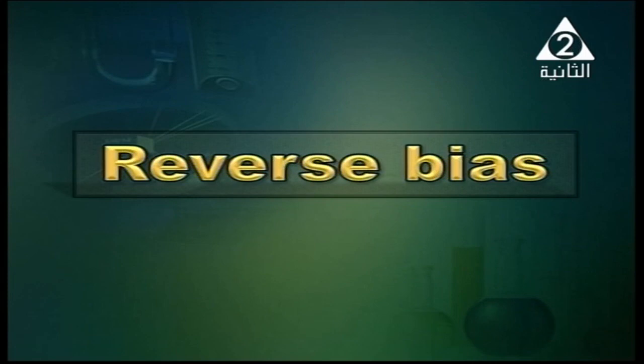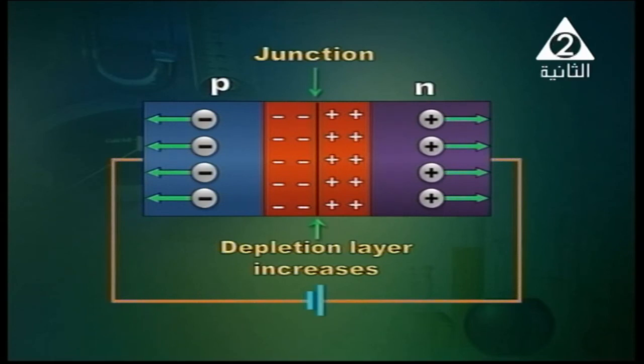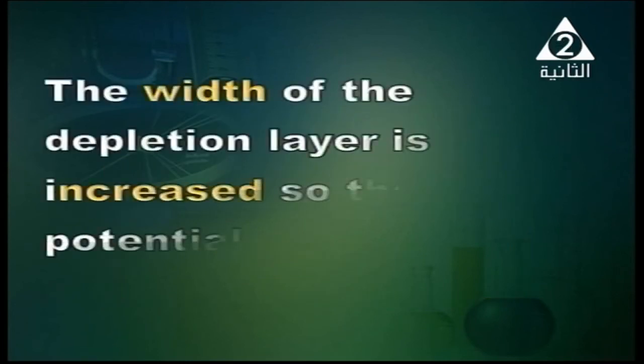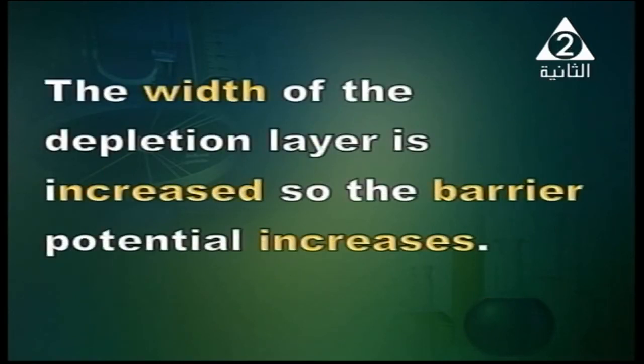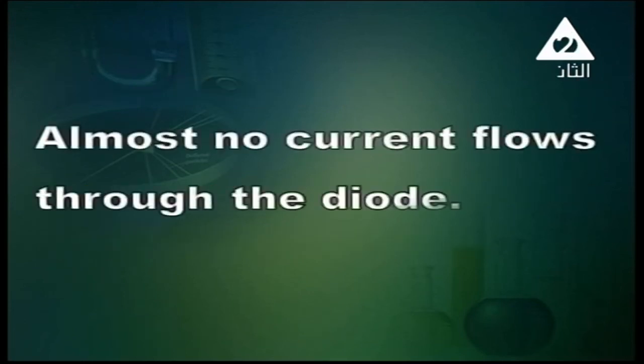And what about the opposite mode, reverse bias? In reverse bias, N is connected to the positive electrode. P is connected to the negative electrode of the cell. So we are increasing the difficulty here. Depletion layer increases, barrier increases, and almost no current flows. In this mode, the width of the depletion layer is increased, so the barrier potential increases, and almost no current flows through the diode.